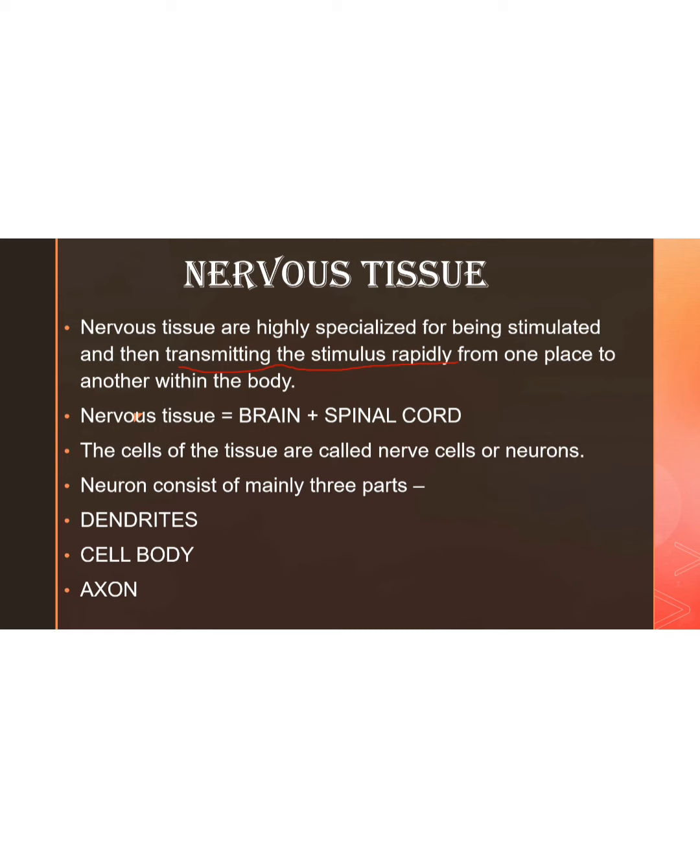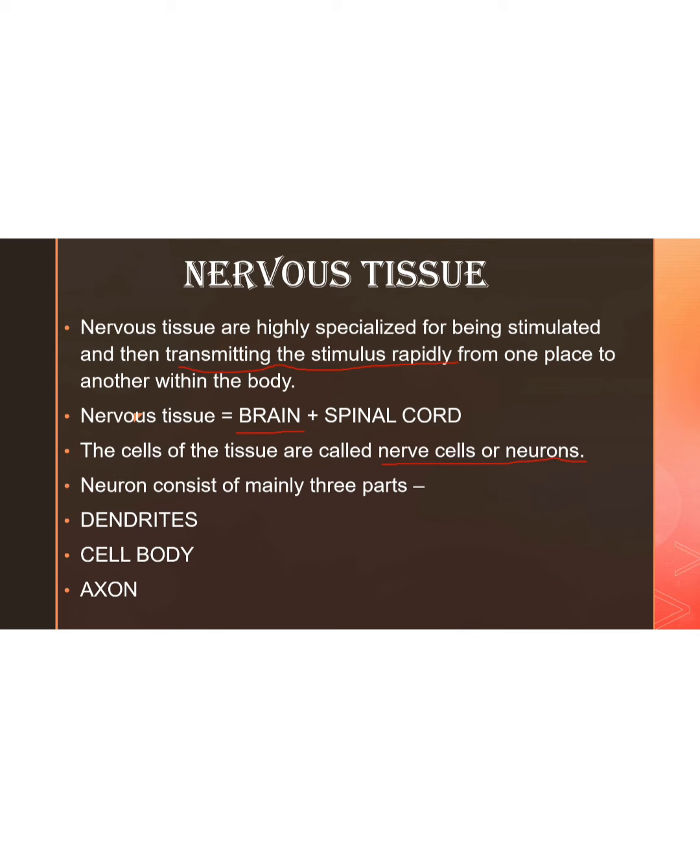Then your brain will think about it and then respond by another action. Okay, suppose somebody is telling you something, so that stimulus you will receive with the help of nervous tissue, and then your brain and spinal cord will interpret it, and then you respond with your answer. Understood? So this nervous tissue basically consists of your brain and your spinal cord. The cells of this tissue are known as neurons or nerve cells. So always remember the structural and functional unit of nervous tissue is your neuron.